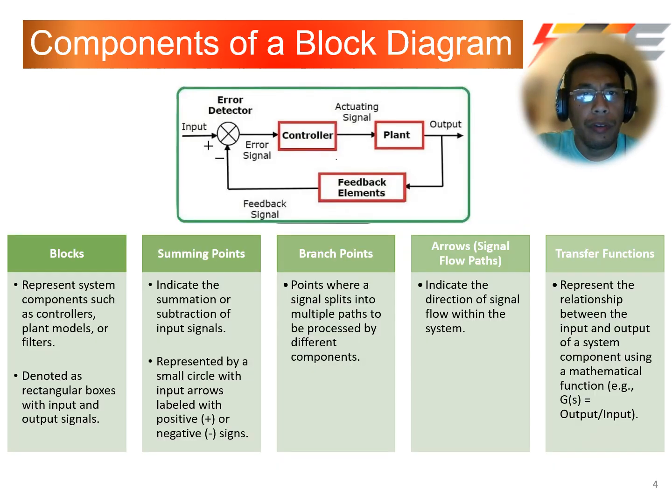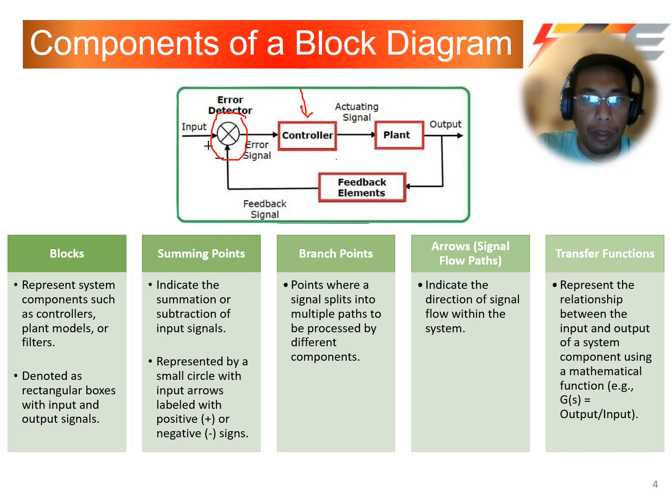So what are the components of a block diagram? Here, one component is blocks. It represents system components such as controllers, plant models, or filters. It's denoted as rectangular boxes with input and output signals. So right here is a block. Another one is the summing points, or this one, which indicate the summation or subtraction of input signals. It's represented by a small circle with input arrows labeled with positive or negative signs.